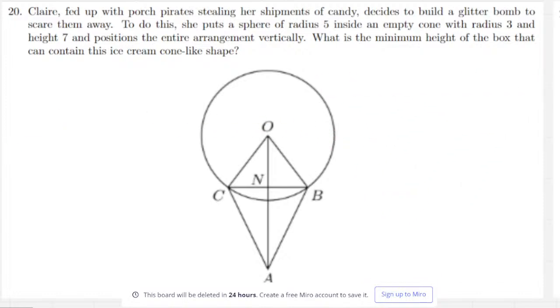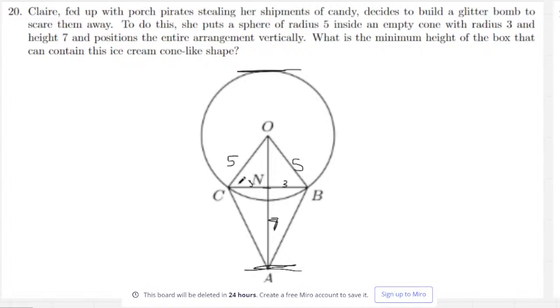So here we have a circle, and here I've drawn the radius and then the height. So the height will go all the way up here from down here. So we want to find that length in the end. Let's write down what we know. The radius is 5. And then the height of the cone is 7. So that means NA is 7. And we also know the radius of the cone is 3. So NB is 3, and CN is also 3.